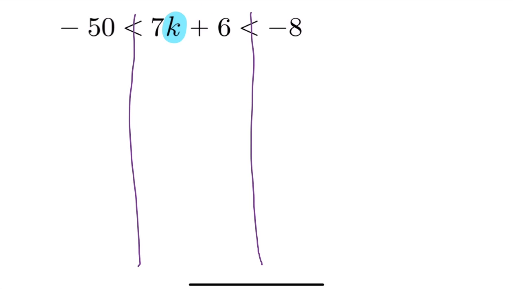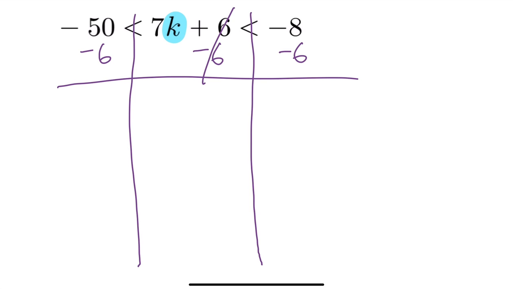So let's start with that 6 because it's being added. So we're going to subtract 6 from all 3 sides. This one in the middle is going to give us a 0, so we don't have to deal with that one anymore. Then we have negative 50 minus 6. Okay, that's a negative and a negative, so I'm going to add those two numbers together. All right, then we have 7k in the middle. And then on the other end, we have negative 8 minus 6. Same thing as we did on the other side, we're going to add those two together. So we're going to get a negative 14. Okay, and then our signs in the middle here did not change.